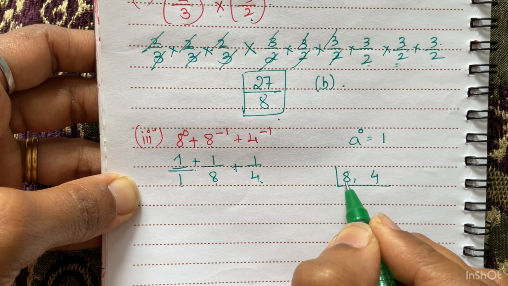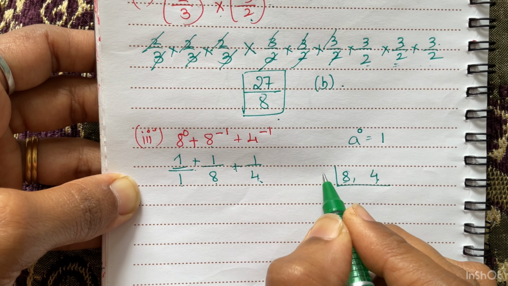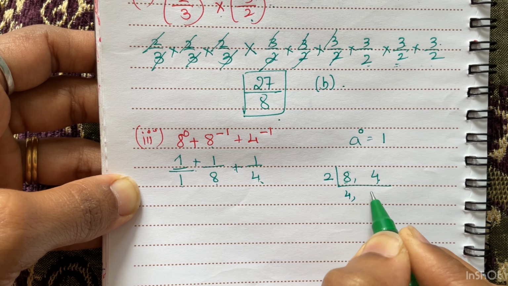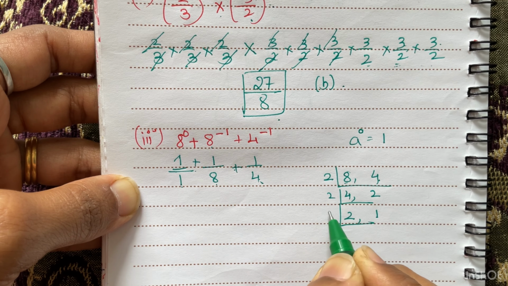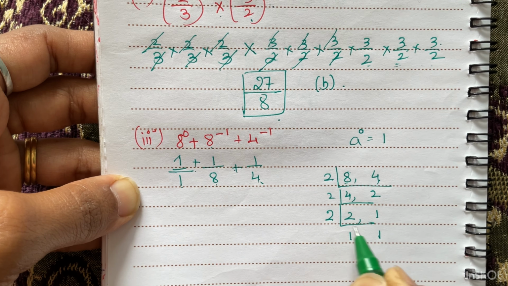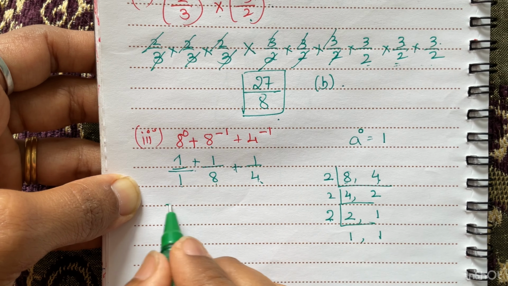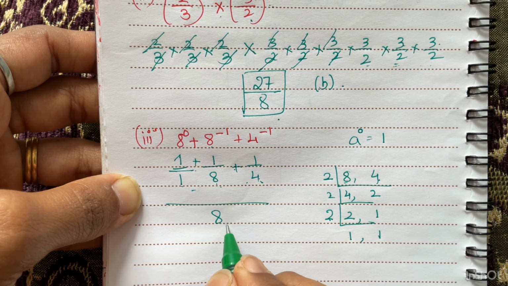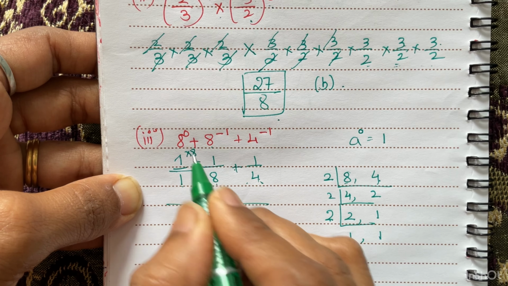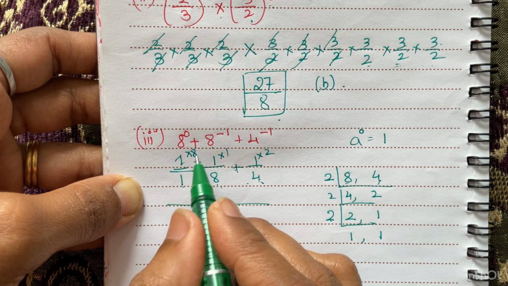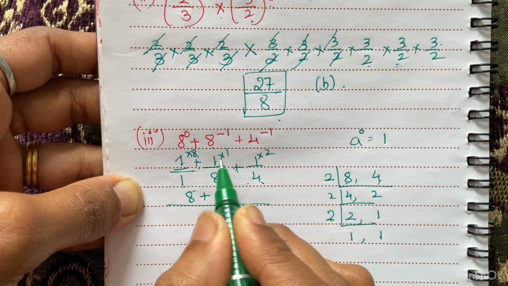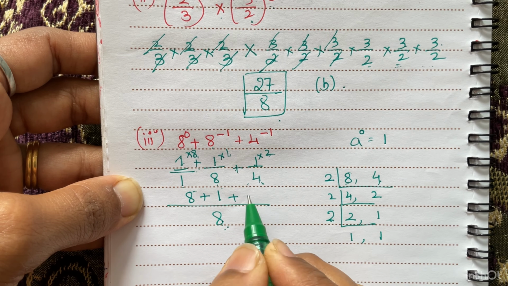Now, all the numbers are even. Start with the smallest prime number, that is 2. 2 4s are 8, 2 2s are 4. Now 2 2s are 4, 2 1s, we are left with only 2. 2 1s are 2, 1 as it is. 2 2s are 4, 4 2s are 8. So the LCM for 1, 8, 4 we found is 8. Now 1 8 is 8, 8 1 is 8, 4 2s are 8. Okay, 1 into 8 I'll get 8, plus sign, 1 into 1 is 1, plus 1 into 2 I'll get 2.